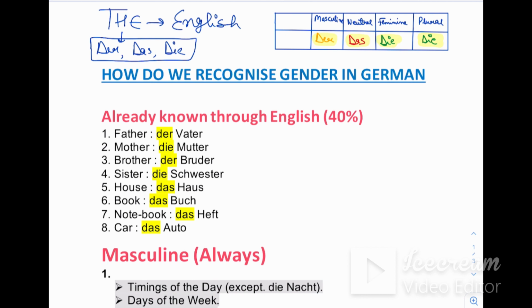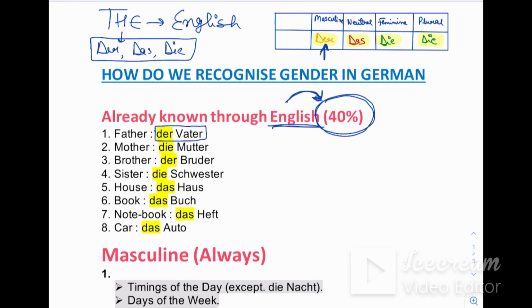First we are going to talk about masculine nouns, which take der. We will discuss how, by looking at the hints, we can know that these are masculine nouns. First thing, already known through English, 40%. Already we know from our English that we can recognize it. For example, father: you cannot say father is feminine, neutral, or plural. The gender of father is masculine, that's why it is der.